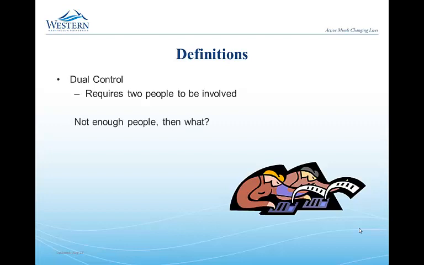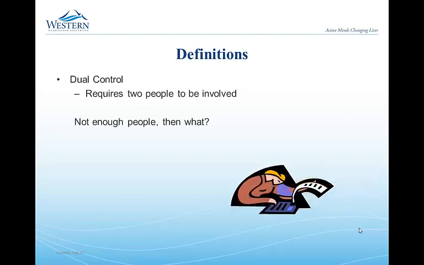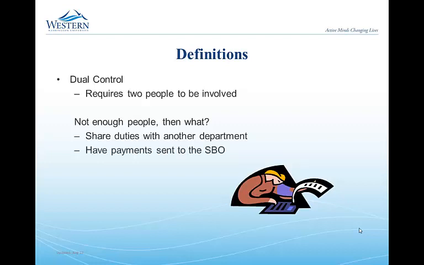So what happens if you don't have enough people in your department to separate duties or use dual control? See if you can work with another department to share duties or open mail and dual control. An alternative is to have all payments sent directly to the Student Business Office for processing. If this isn't feasible, then you must use compensating controls.